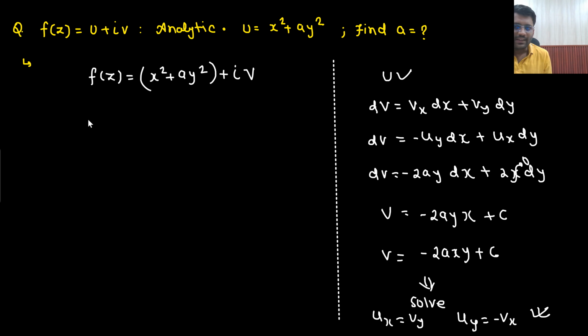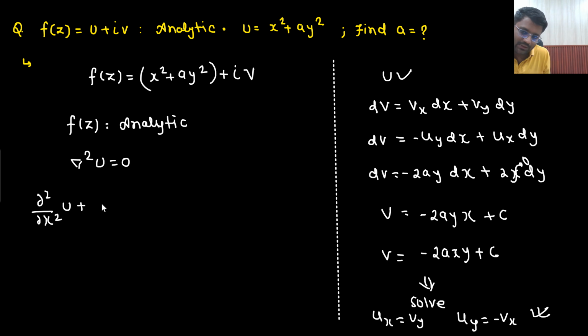If your f of z is analytic, then you directly know that del square u will be equals to 0. Laplacian of u will be equals to 0. So can you calculate the Laplacian of this particular function? That means you need to partially differentiate u with respect to x twice, then partially differentiate u with respect to y twice, and that would be equals to 0. So first you will get 2x, then you will get 2, plus first you will get 2ay, then you will get 2a, equals to 0, a equals to minus 1.